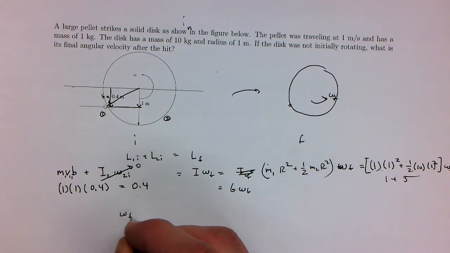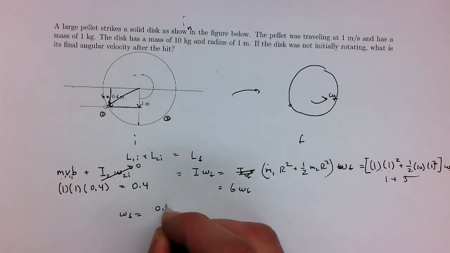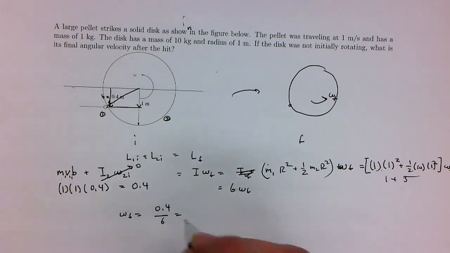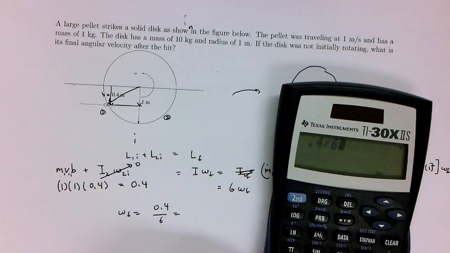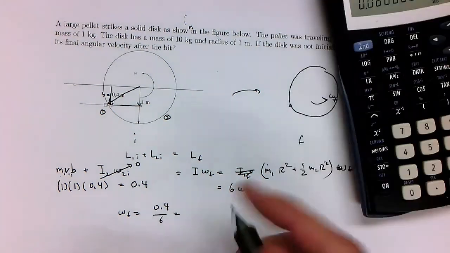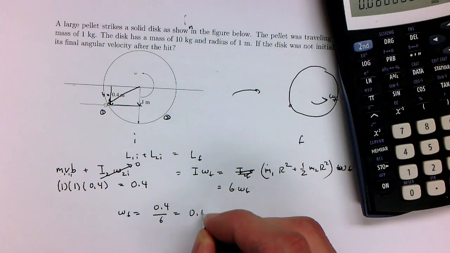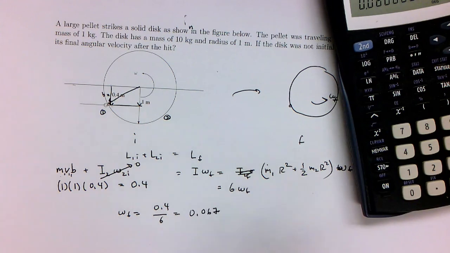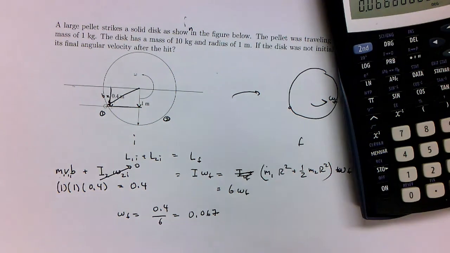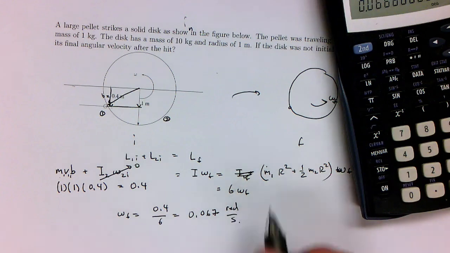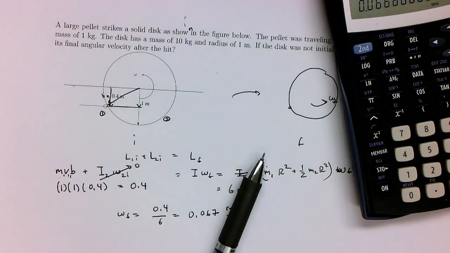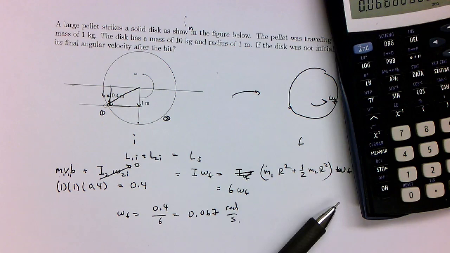So now we have omega f is equal to 0.4 over 6, which is, break out the trusty calculator, 0.4 divided by 6 is equal to, mark of the beast, 0.0067. Of course, let's remind ourselves what the units are: radians per second. I hope that was useful.